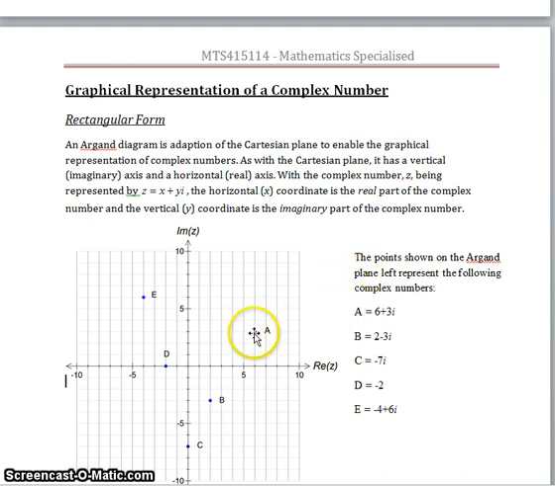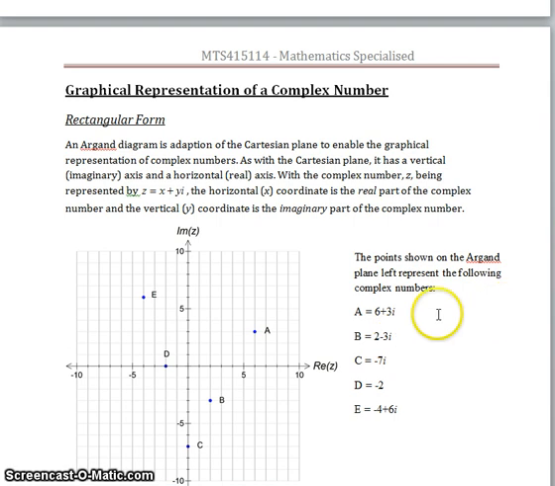So the point A, you'll notice we come across 6 units on the x-axis. In other words, 6 units along the real axis. So that's 6 to the right because our real part is positive 6. Our imaginary part is 3, and so that's positive 3, and so we come up 3 units on the imaginary axis, and so it has the point 6, 3.